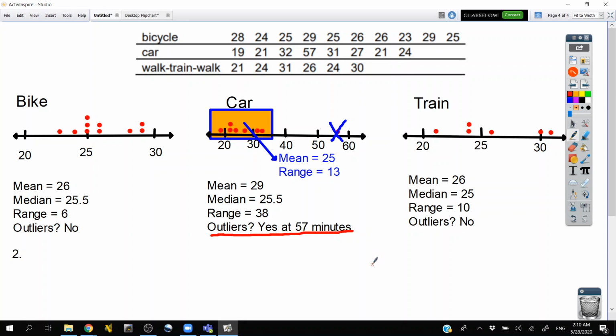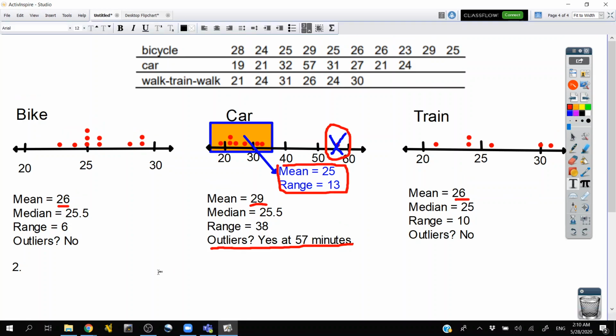So one thing statisticians sometimes do, and this isn't always a dangerous thing to do, but it's pretty common, is statisticians will throw out the outlier. Here, I've just thrown that data out, and I've recalculated our mean and range based on only the data values that are clustered, not the outlier. And when I do that, I get a mean of 25 and a range of 13. Well, that's interesting because now when I compare these means, I can see that the car is the fastest.